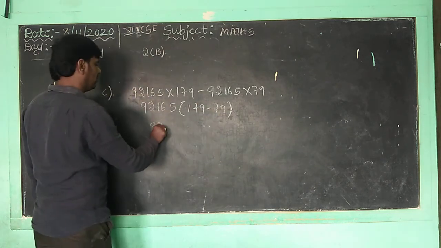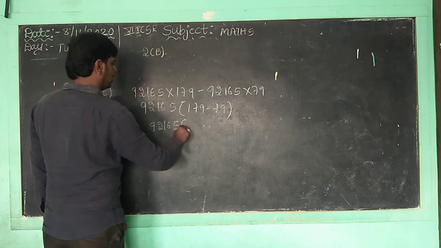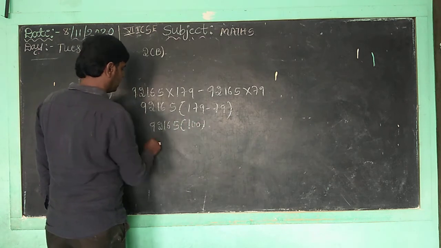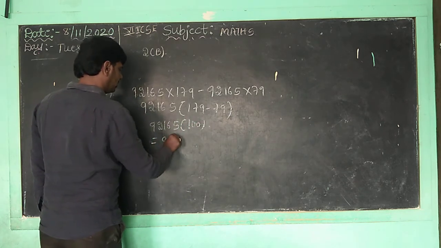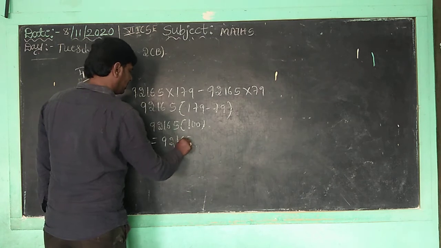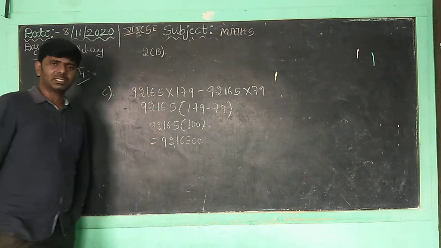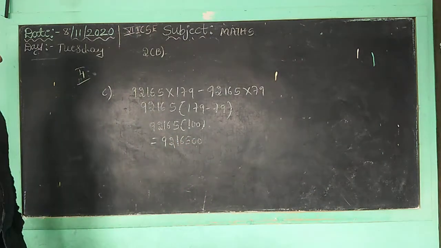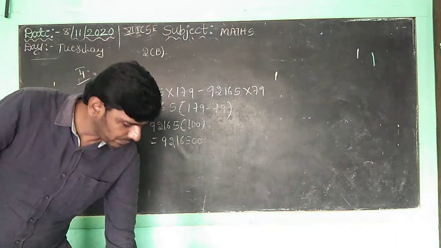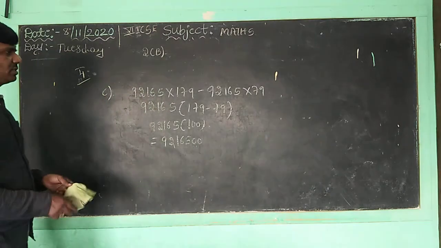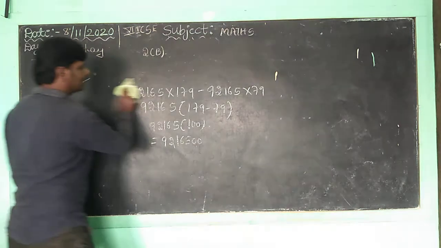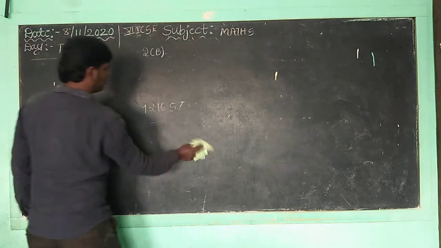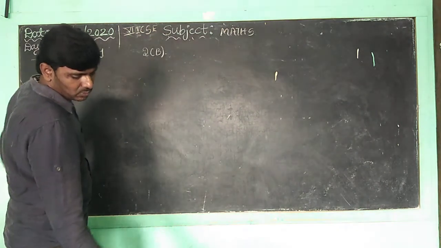Students, 92165 into 100. You want to multiply 9 into 165, that was 0. Correct children? This is also over. So children, now you want to take D. Now you want to take D question. Question number 4. What is that?